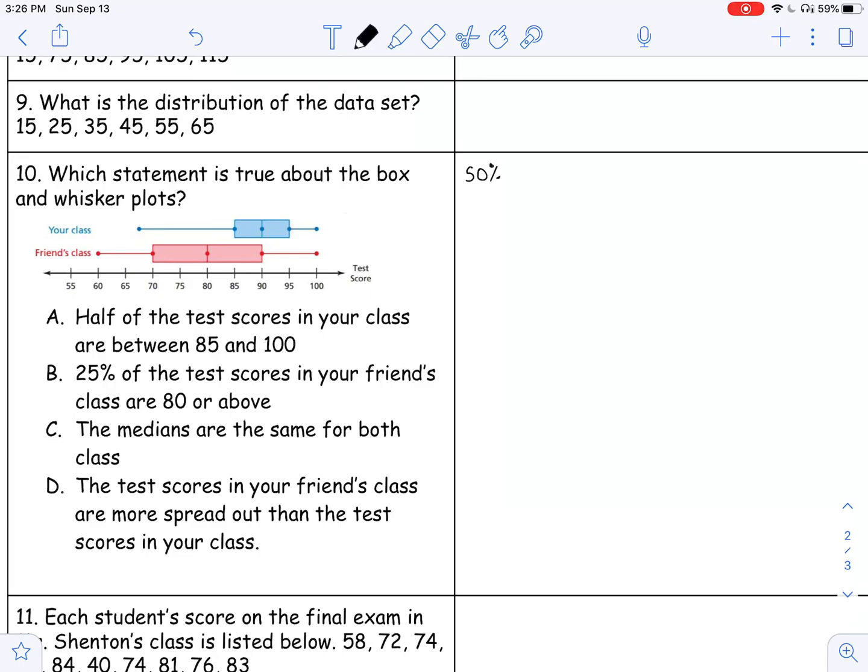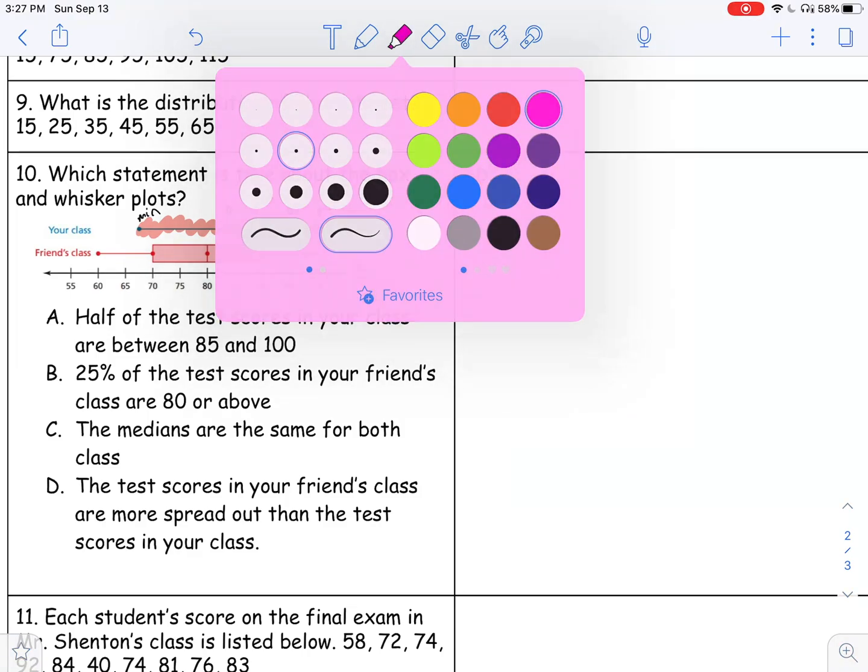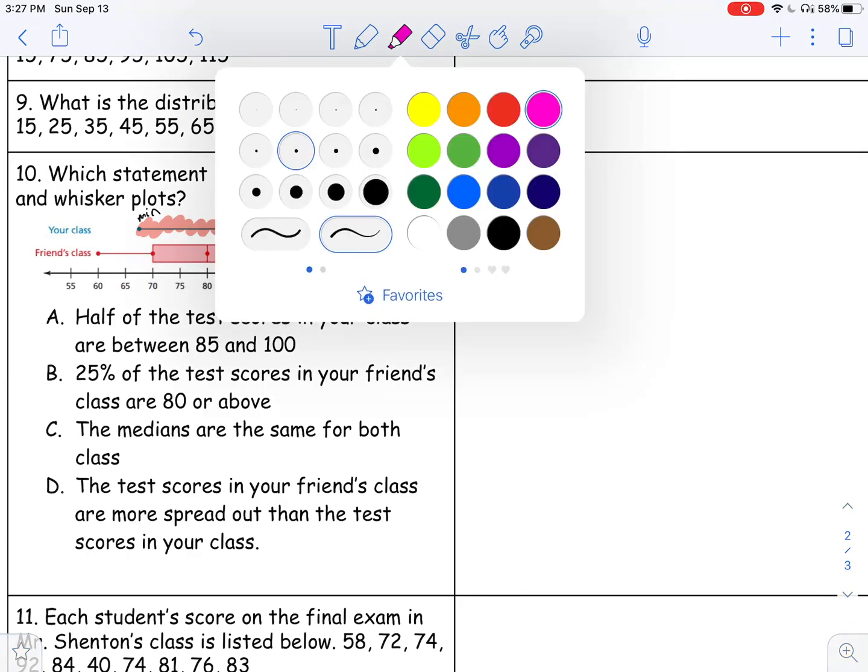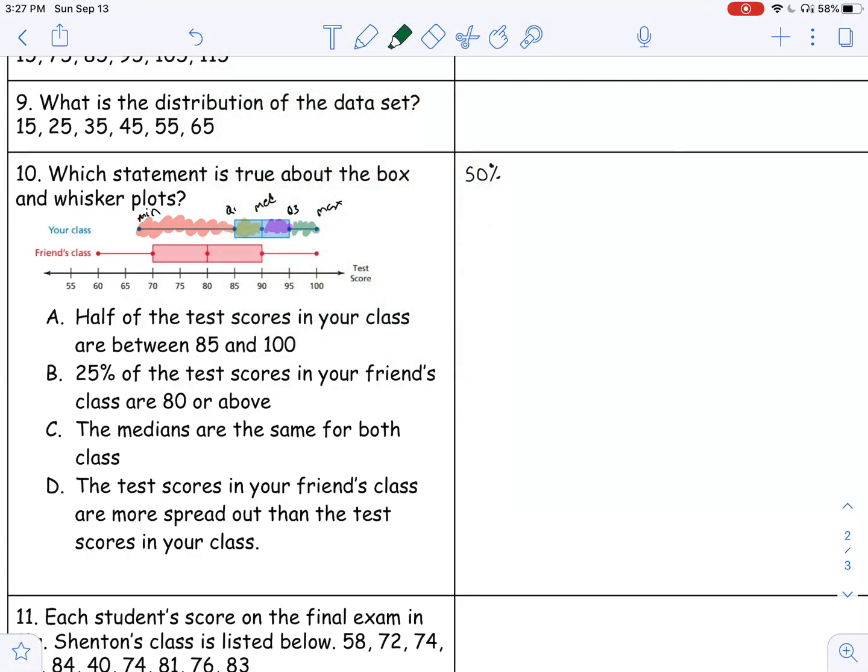A box and whisker plot has 4 sections. If I label my 5-number summary here, I can see that my first section is going from my minimum to my Q1. My second section is Q1 to the median. My third section is the median to Q3. And then my fourth section is the Q3 to my maximum. So since we have 4 sections and our whole box and whisker plot together is 100%, 100% divided by 4 gives us 25%. So that means each section is worth 25%.